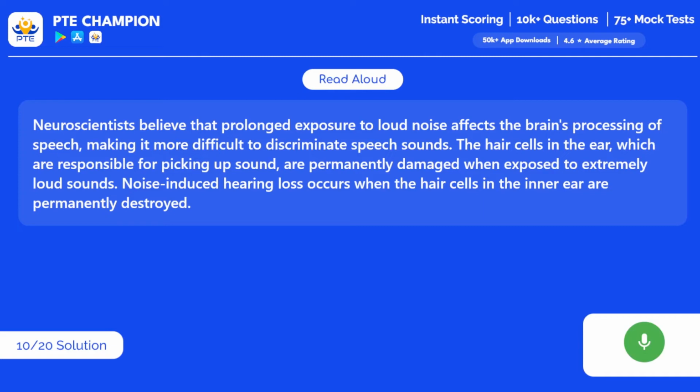Neuroscientists believe that prolonged exposure to loud noise affects the brain's processing of speech, making it more difficult to discriminate speech sounds. The hair cells in the ear, which are responsible for picking up sound, are permanently damaged when exposed to extremely loud sounds. Noise-induced hearing loss occurs when the hair cells in the inner ear are permanently destroyed.